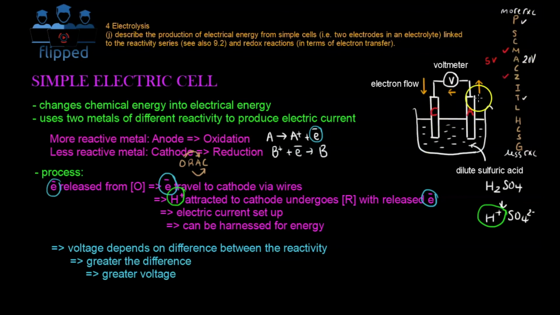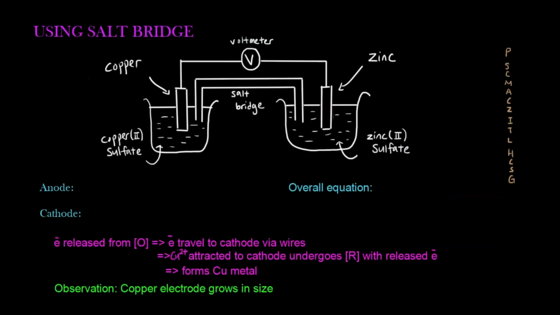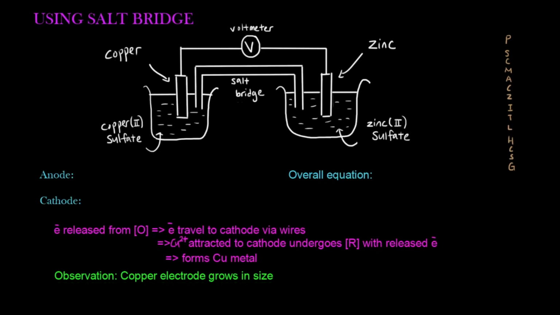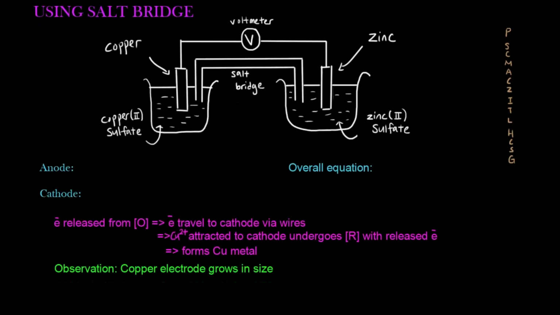If I were to put C and A, I have to choose one for C, one for A. The difference between them, the greater the difference on the reactivity series, the greater voltage I will generate. Okay, so this is the idea behind this. Let's look at an example, using a salt bridge. Okay, it's the same thing.